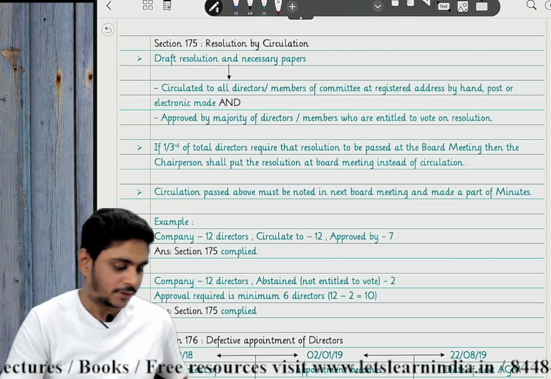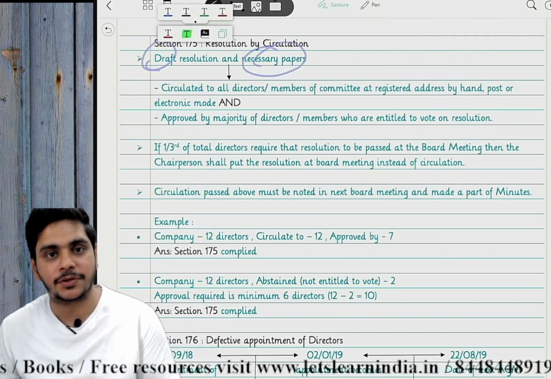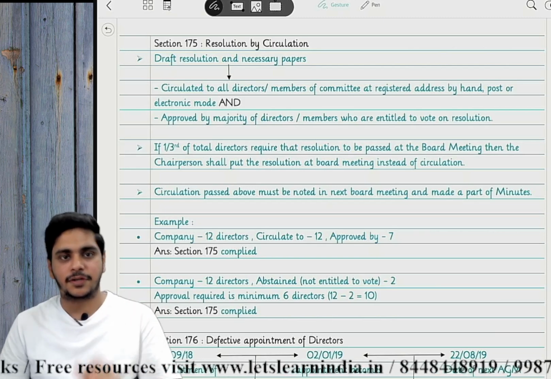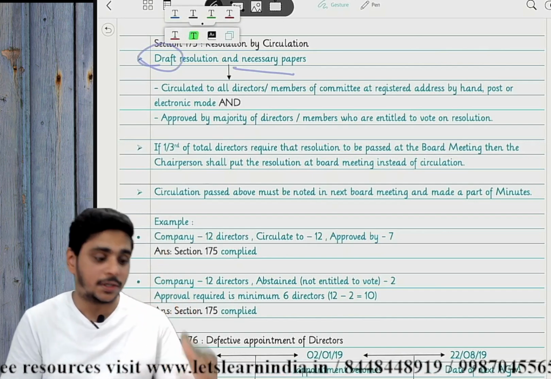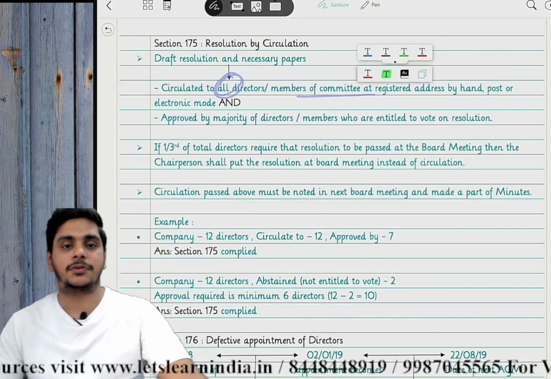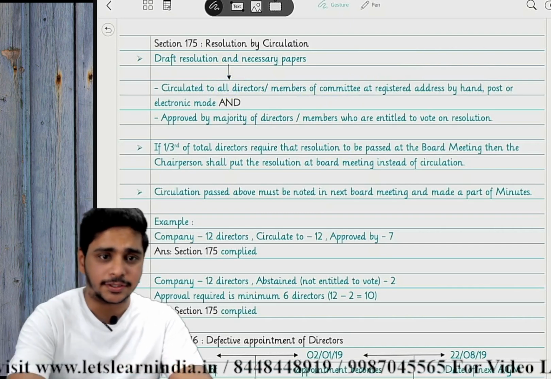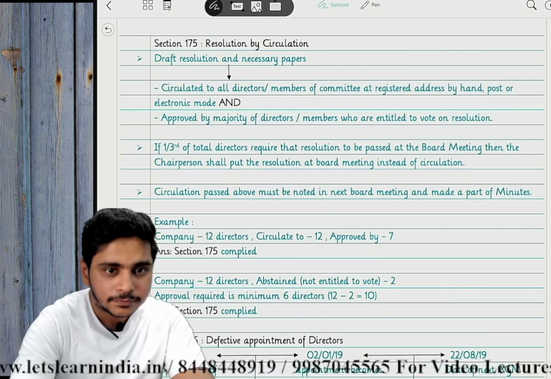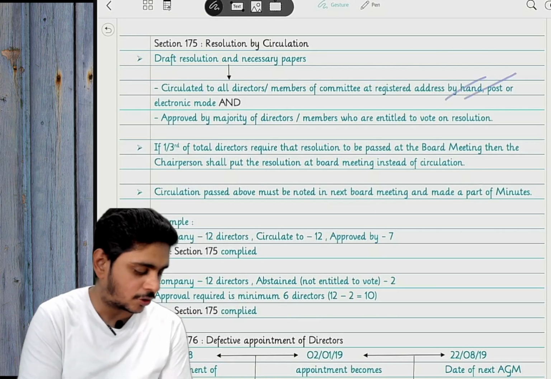It says the draft resolution along with necessary papers. The word is draft resolution, because we have not yet finalized it. That's the reason we are writing the word draft resolution. So the draft resolution along with necessary papers should be circulated to all the directors and members of the committee at the registered address, either by hand or by post or by electronic mode.